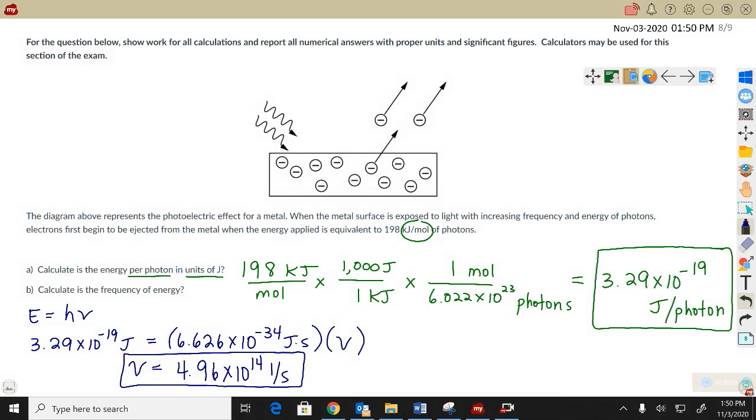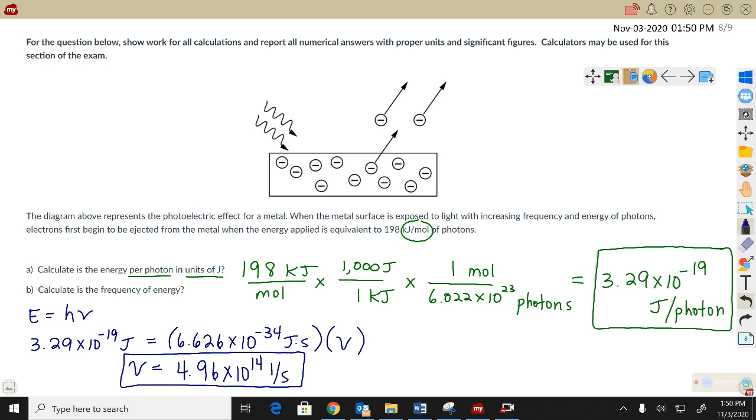Here's the answers to the free response quiz on atomic structure. This is where you're going to find the calculations. There are two little equations that are plug and chug, and there are a couple constants that are in the equation packet. We have a diagram that represents the photoelectric effect for a metal.